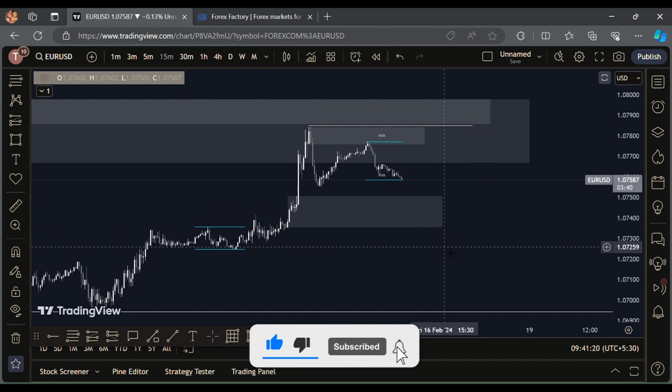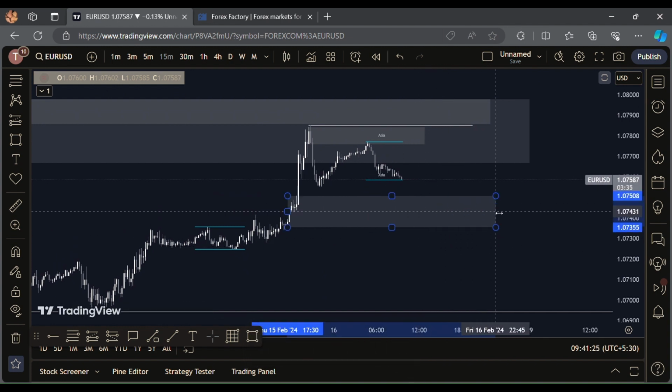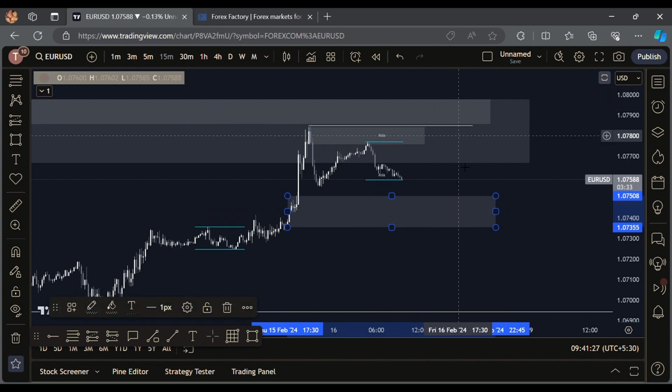So for today's bias, I'm anticipating the price to either respect this zone or take this high and then give a bearish bias to take all this liquidity right here.